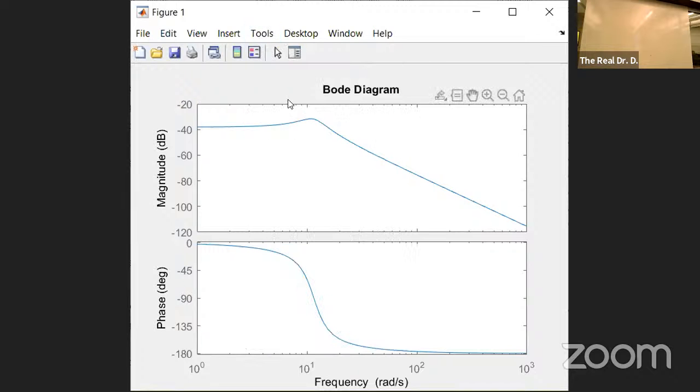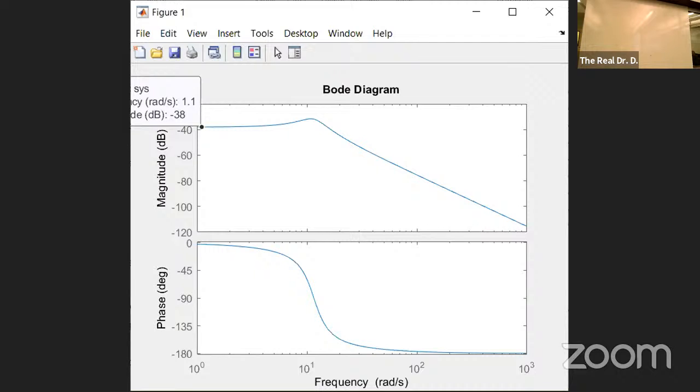Tools, data tips, is already on. Right, so if you use tools data tips, you can use your left and right arrows to move along, right? So we were asked for the bandwidth, okay? We start at minus 38 decibels. How do we find bandwidth?